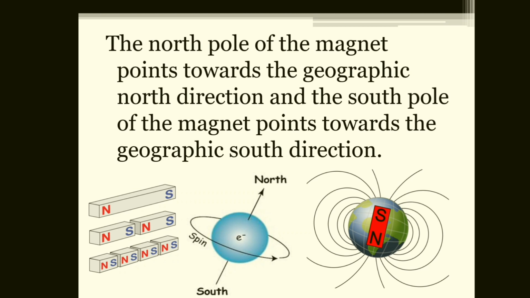The north pole of the magnet points towards the geographic north direction and the south pole of the magnet points towards the geographic south direction.